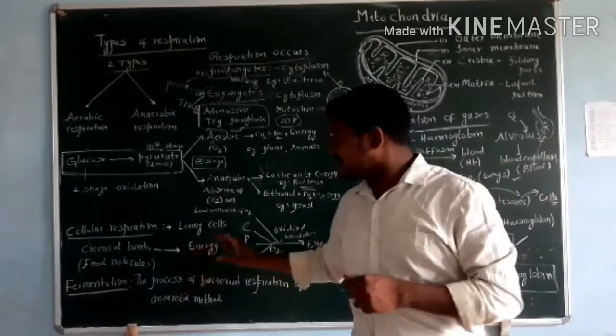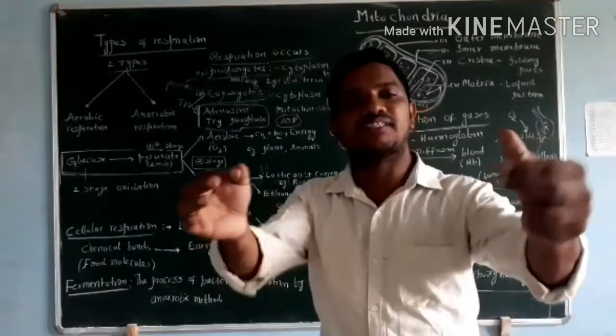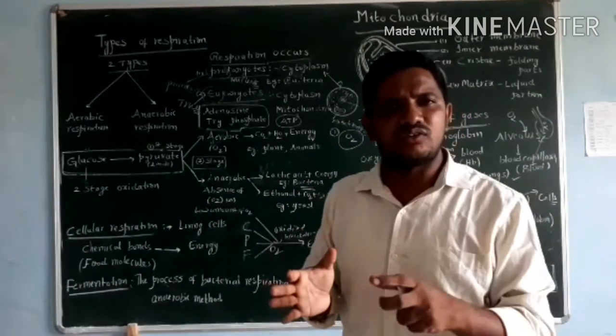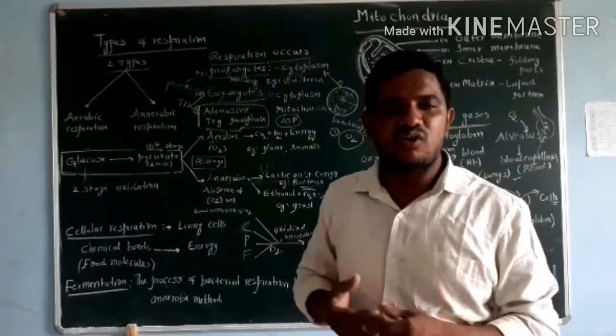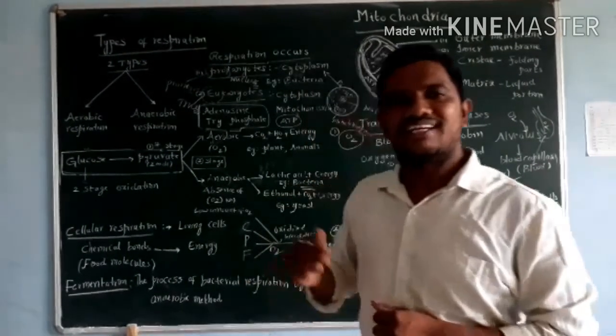Next one, fermentation. The process of bacterial respiration by the anaerobic method is called fermentation. Simply we can remember, glucose is converted into ethyl alcohol. That is called the fermentation process. It occurs in bacteria.